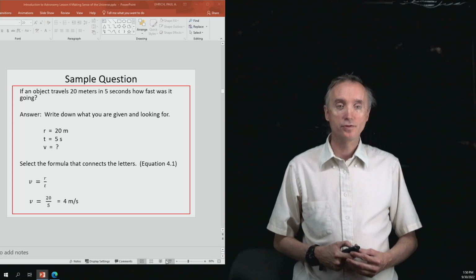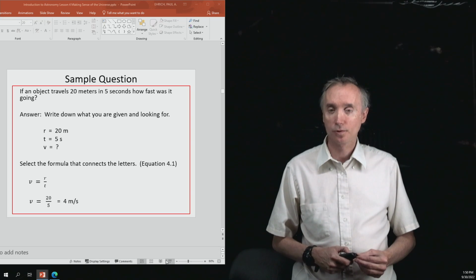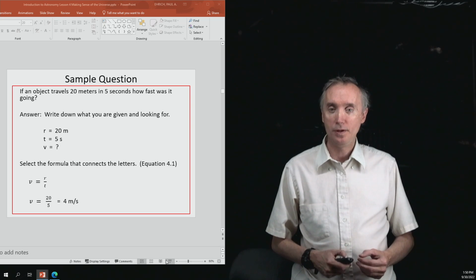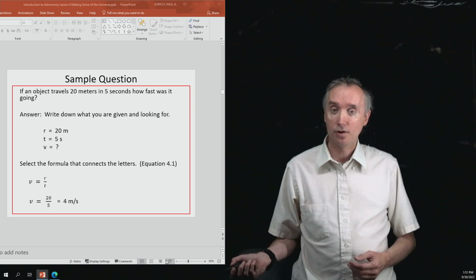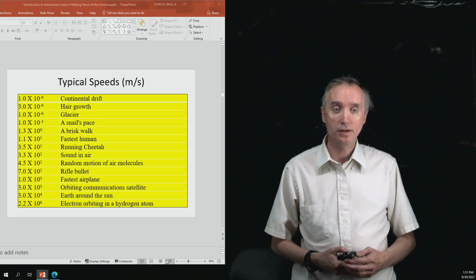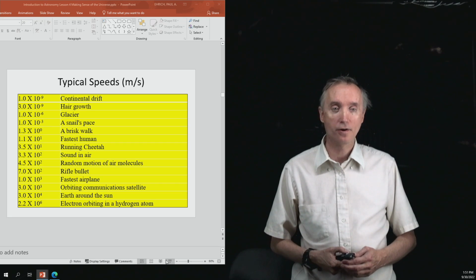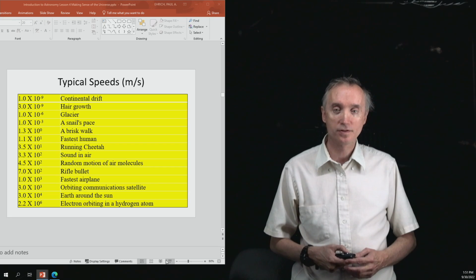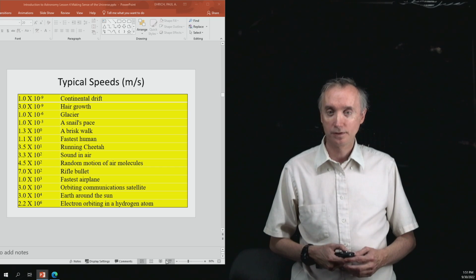Welcome back to Introduction to Astronomy, and in the previous segment we were talking about what speed is. And so you might be wondering, how big can speeds be and how small can they be? Here are some typical speeds in meters per second. You can see how fast your hair grows, how fast a glacier travels down a mountain, and then at the other end of the scale, speeds can be very, very large, but there is an ultimate speed. What do you think that speed is?